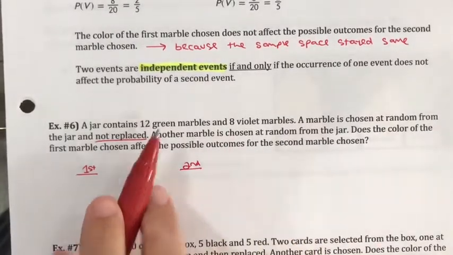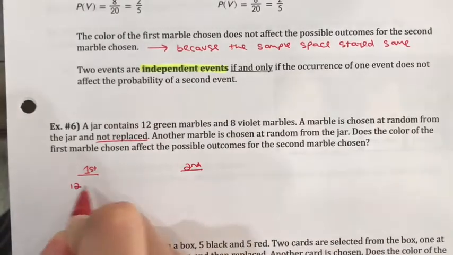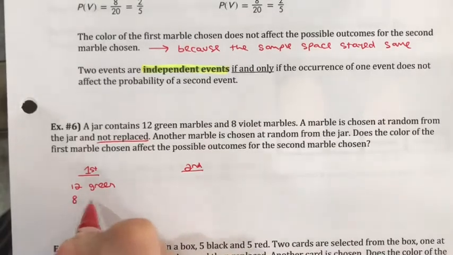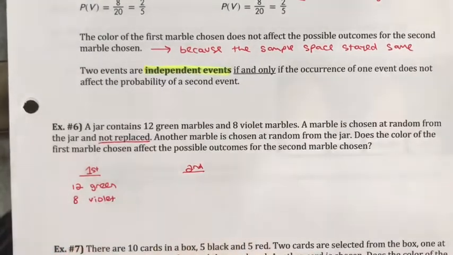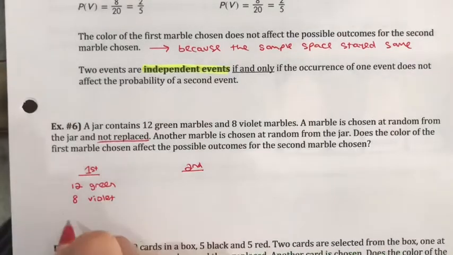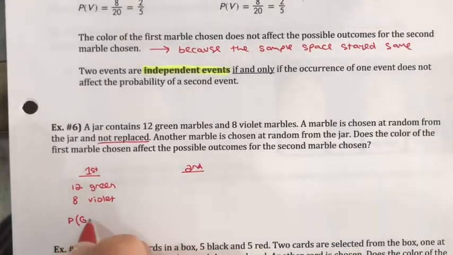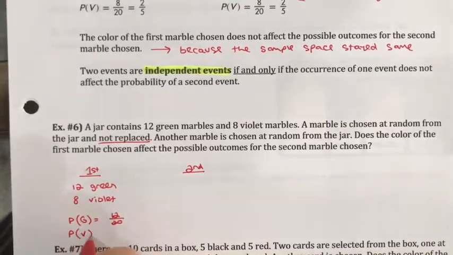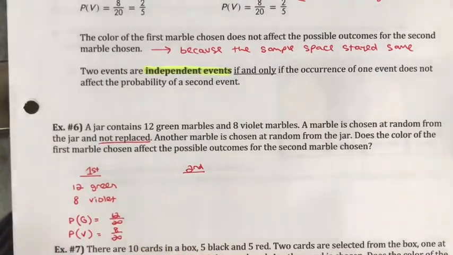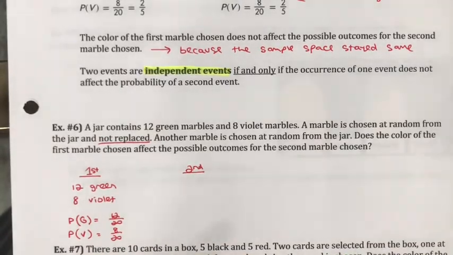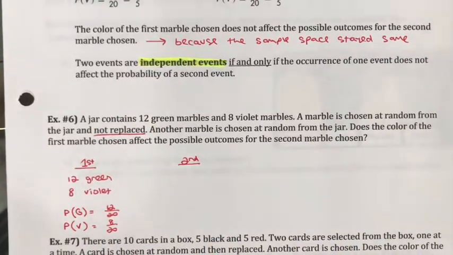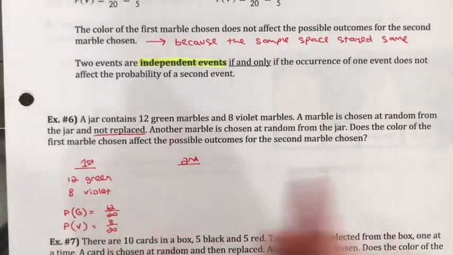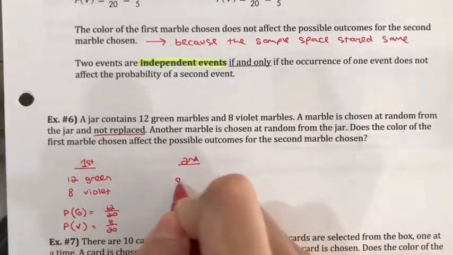So the first time we have 12 green, and we have 8 violet. So that means the probability of green is 12 out of 20, probability of violet is 8 out of 20. We could reduce the fractions, but I'll just leave that alone for now. Now, the second time, let's say we pulled a green marble, for example. So we have a couple different options here. We're gonna say option 1.